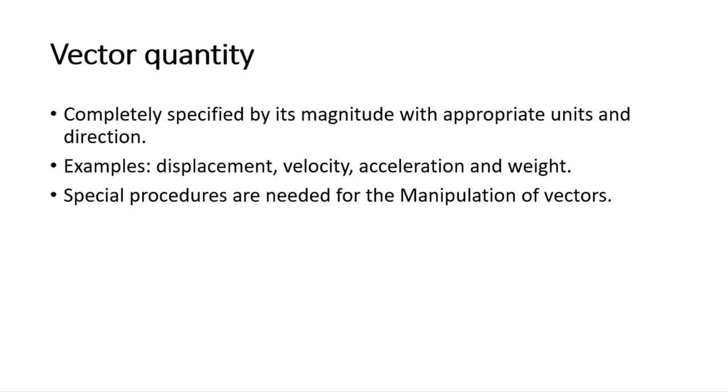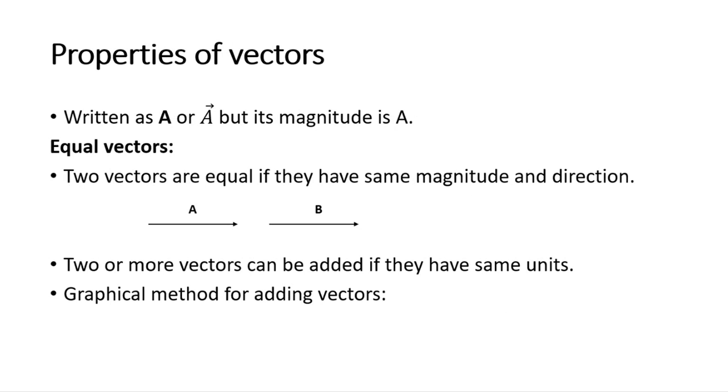They are also completely specified by a magnitude with appropriate units, but for a vector we need direction too. For example, displacement, velocity, acceleration, and weight. So we need to use special procedures to manipulate vectors. We cannot add them up simply using the arithmetic procedure. There are different properties of vectors.